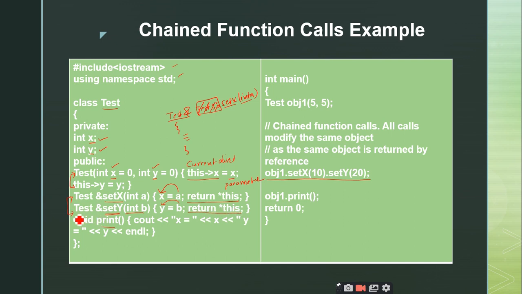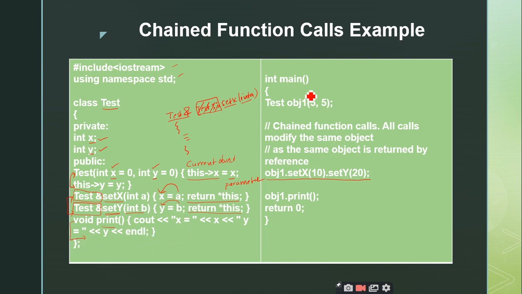And you can see that the return type is test and the reference operator. Similarly, for set x also I have the return type as test ampersand. Is it clear up to this point? I have defined another member function inside my class, which is called print, which I am going to use to print the x and y values.